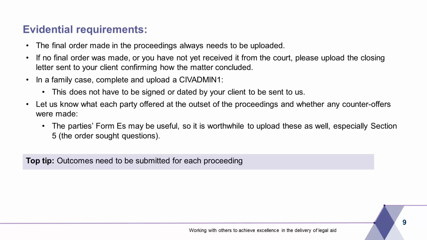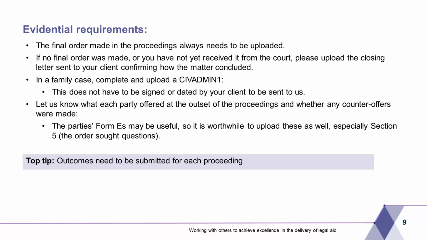And what do you need to upload with an outcome? The final order that's been made in the proceedings always needs to be uploaded. If no final order was made, you'll need to upload the closing letter you sent to your client, which confirms how the matter ended. In a family case where monies were sought or a property was an issue, it will save time in the long run if you complete and upload a Civ Admin 1, which we'll call an Admin 1 from now on, just to save time.